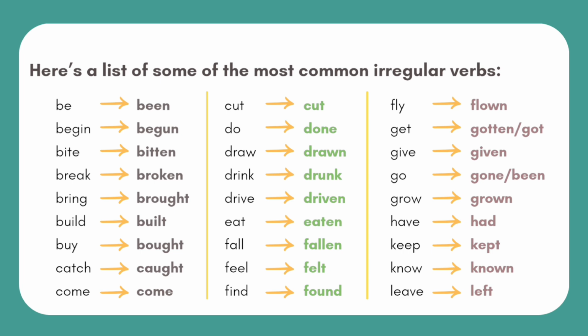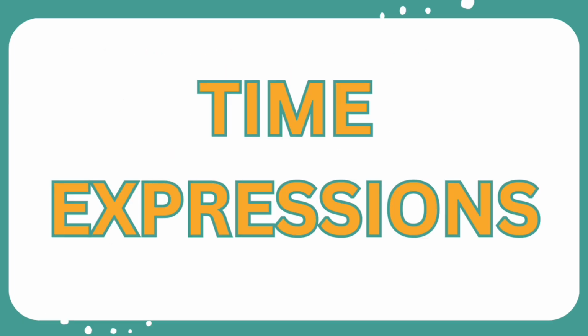Here is a list of some of the most common irregular verbs. As you can see, each irregular verb has a unique past participle form. Now let's discuss some common time expressions used with the past perfect tense.